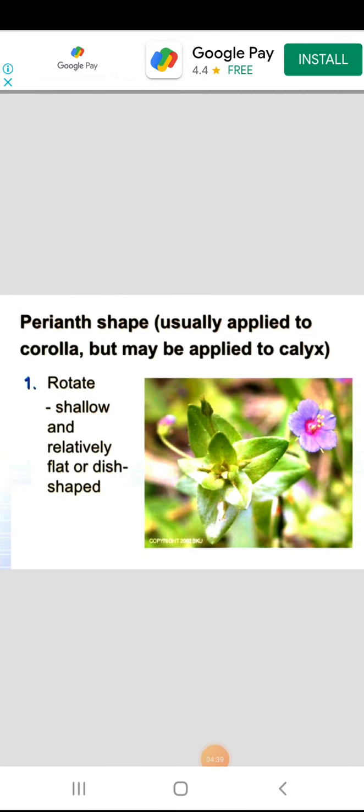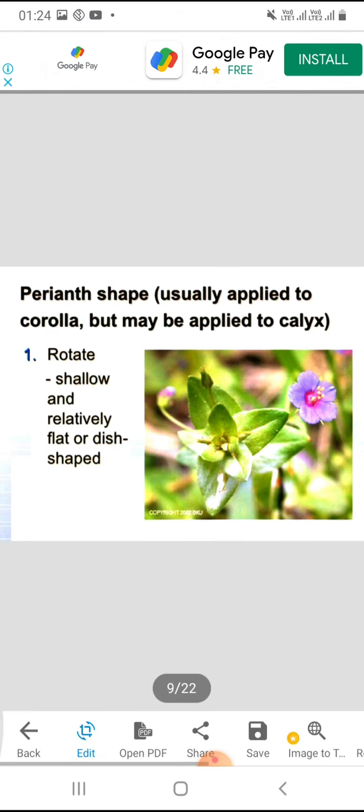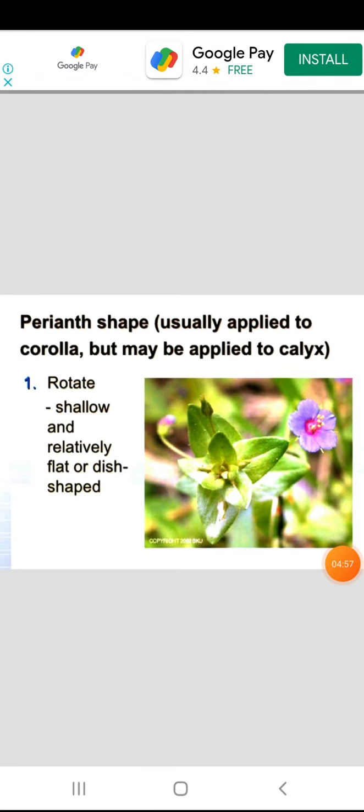Now we will discuss perianth shape. It is usually applied to the corolla but may be applied to the calyx. Rotate: shallow and relatively flat or dish shaped. The calyx is the outermost floral whorl, and individual members are known as sepals. Sepals are usually green in color and perform photosynthesis. We know about photosynthesis, a combination of two terms, photo plus synthesis.